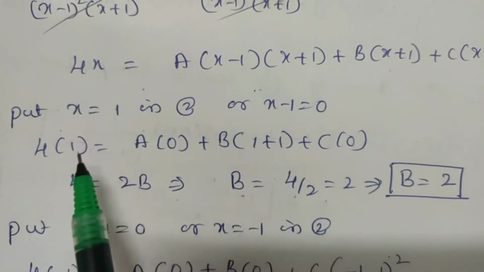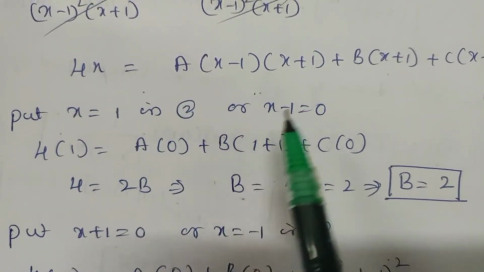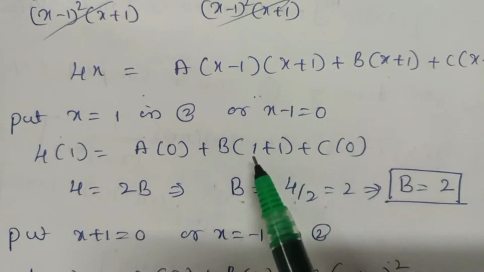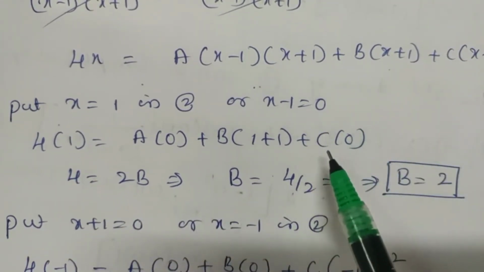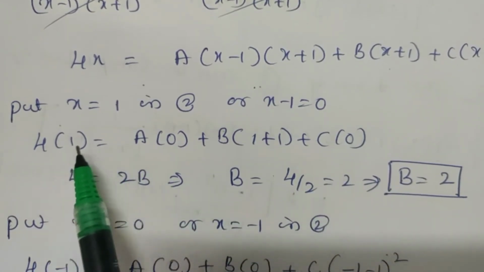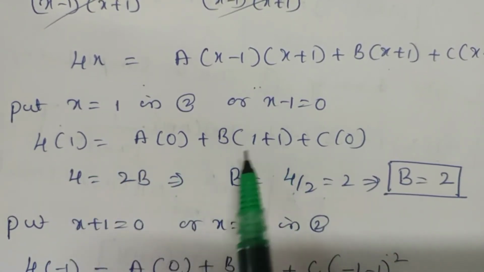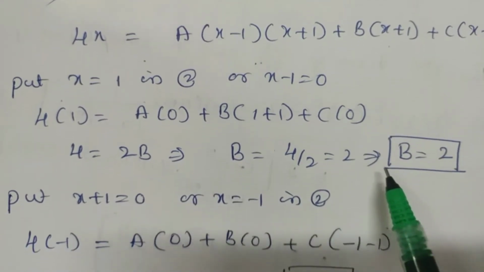So it becomes 4 into 1 is equal to a into 0 plus b into, here put x equals 1, so 1 plus 1, plus c into, here we have x minus 1, so x minus 1 is 0. This implies 4 into 1 is 4 and 2 into b. This implies b is equal to 2.